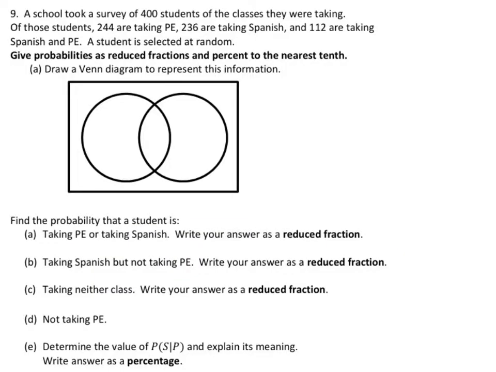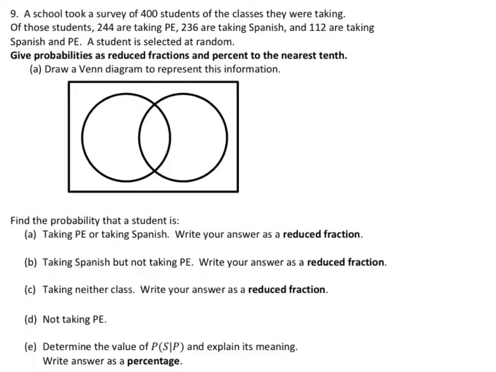All right, number 9. A school took a survey of 400 students of the classes they were taking. Of those students, 244 are taking PE, 236 are taking Spanish, and 112 are taking Spanish and PE. A student is selected at random. Give your answer as reduced fractions and percent to the nearest tenth. I don't think I did that when I wrote all these out, but that's okay.